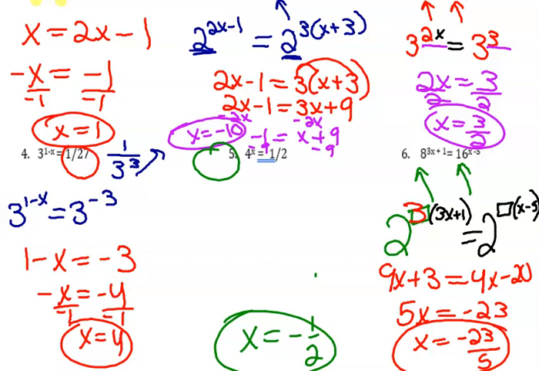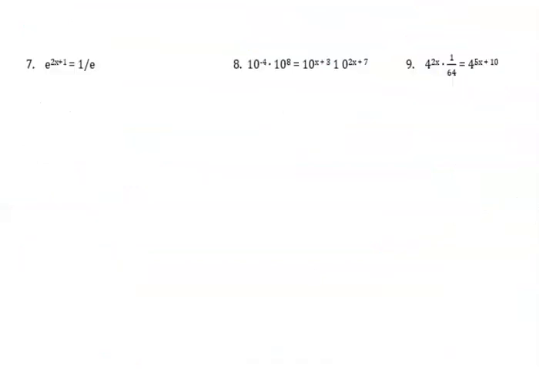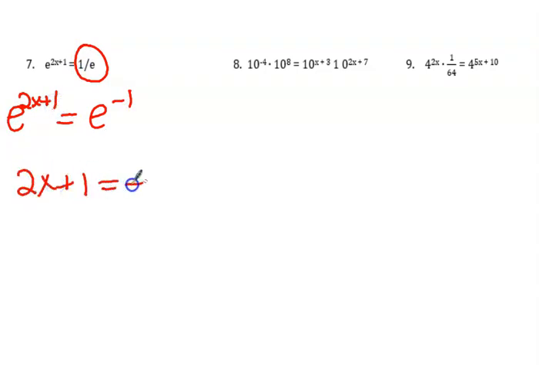All righty. Okay, number 7, let's work out. How would we get this 1 over e? So that's e to the negative 1. And then I have e 2x plus 1. Now let's make our exponents equal to each other and solve. So find the answer for x. So then you have x equals negative 1. All right, the next one.